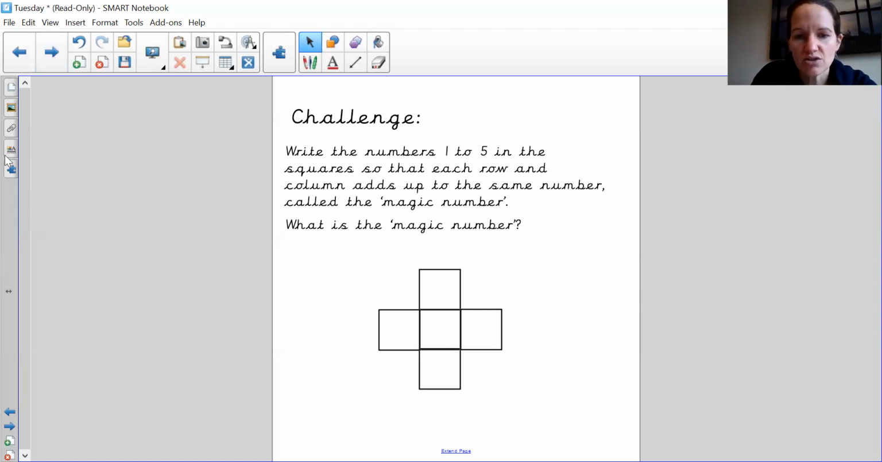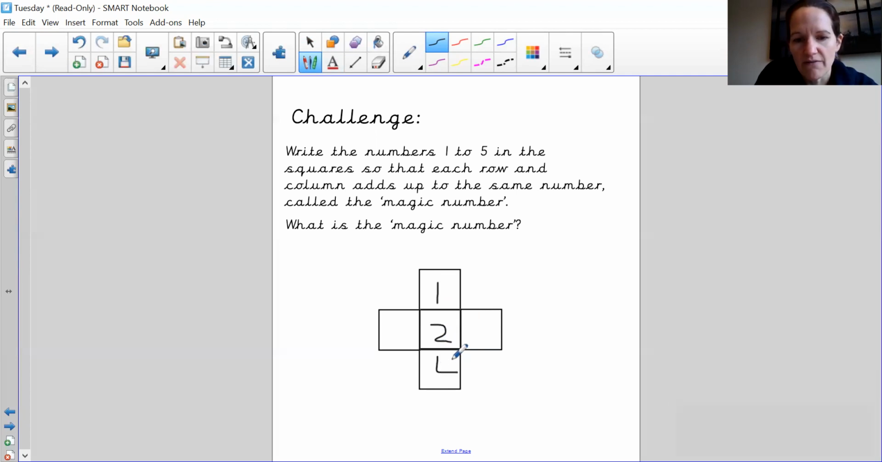What you need to do is just draw this picture. It says, write the numbers 1 to 5 in the squares so that each row and each column adds up to the same number, called the magic number. So what is the magic number? You can only use 1, 2, 3, 4, 5, but you can only use them once. Let me show you. I have 5 boxes, so I need to put in the numbers 1, 2, 3, 4, 5. So I'm going to go 1, 2, and I'm going to put a 4 here, and I'll put a 5 here. What number am I missing?